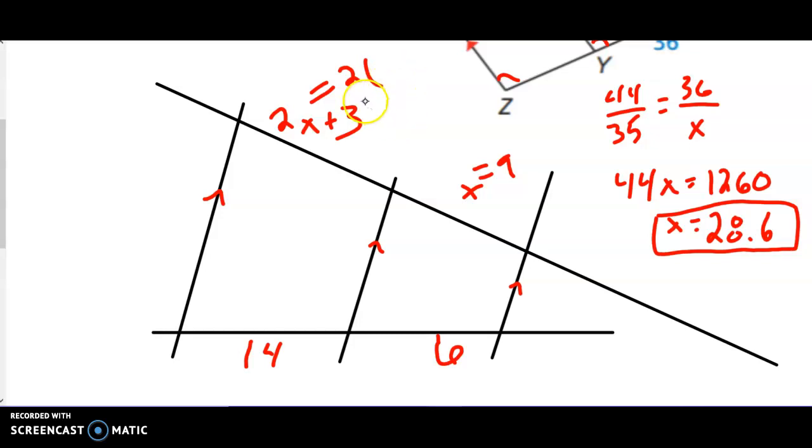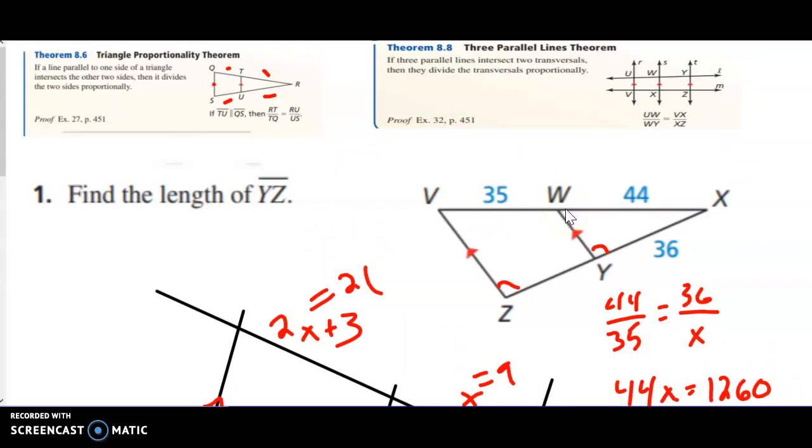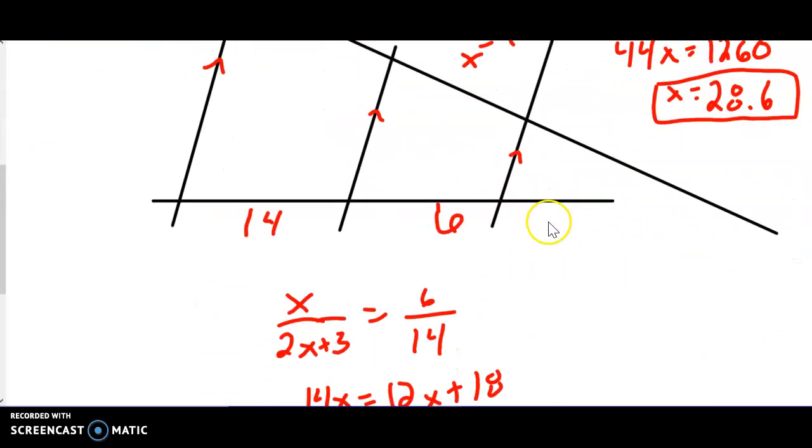So there are the ratios. That's what we're doing, setting the ratios. No longer do we have to go full side. I could say, now that I know that, 20 over 14 is the same thing as 30 over 21. I can now break this up in any way I want. I just have to make sure I'm taking the correct sides of the triangle or the three parallel lines.